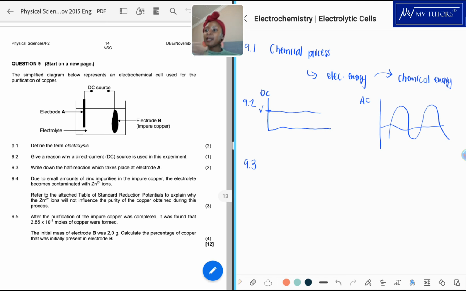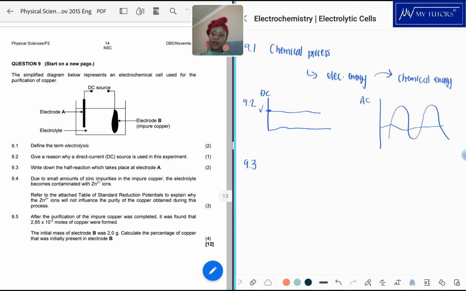Okay, 9.3. Write down the half reaction which takes place at electrode A. First of all, what is electrode A and what is electrode B? If you remember, we said that where you have impure copper, that is the anode. If you forget what happens at the anode, think about it losing mass. Wherever you are losing mass, that is the anode, because that is where oxidation occurs. Wherever you are gaining mass, that is the cathode, because reduction occurs there. You are gaining electrons. So electrode B is the anode, and what would happen at electrode A would be reduction.